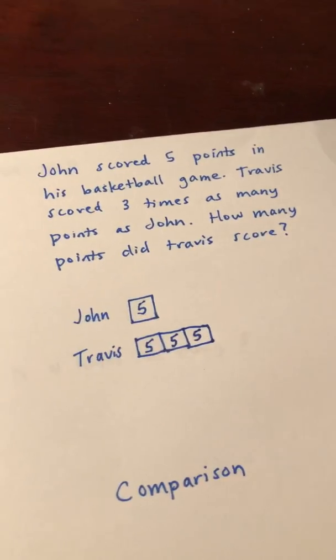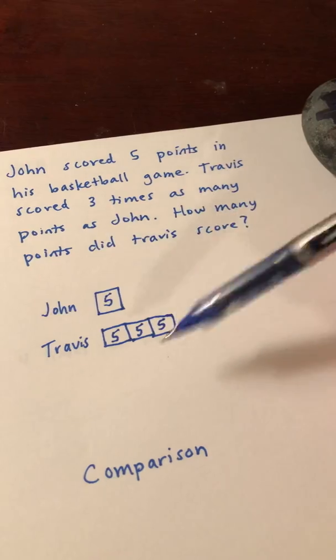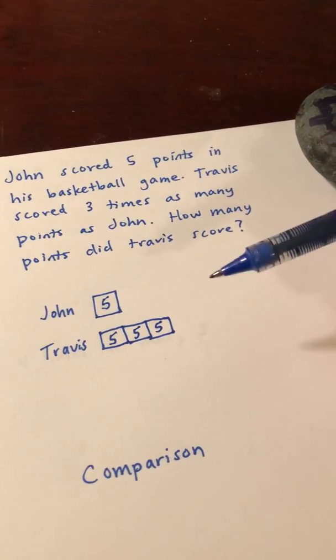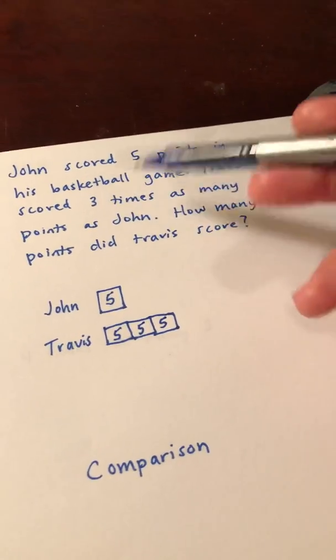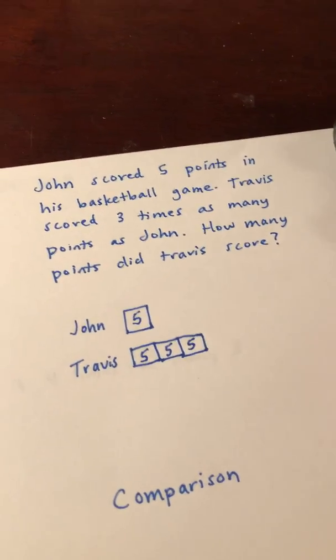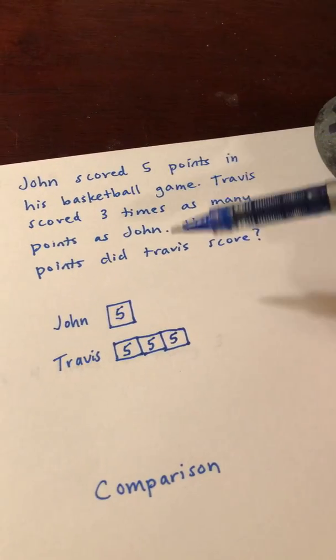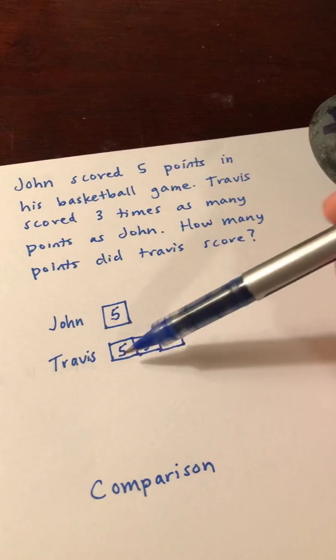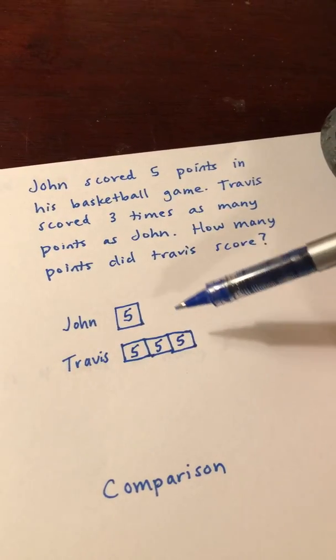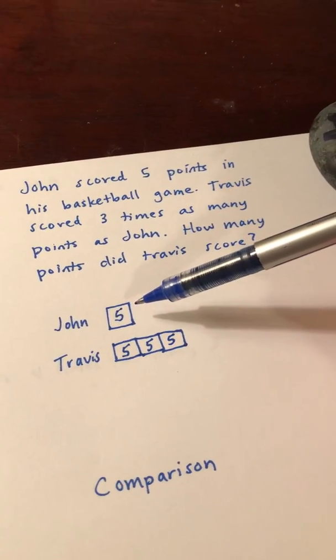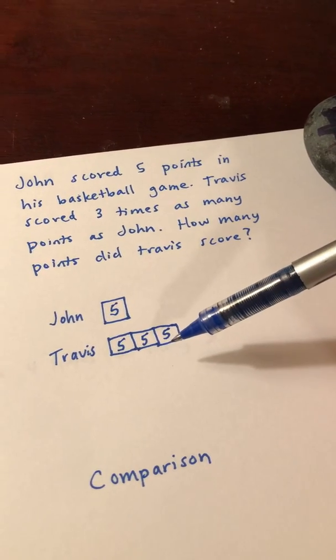Okay, so this seems pretty simple. A lot of students might think, why do I have to bother drawing these boxes? I see 5 and the word times and 3, and I'll just do 5 times 3. But what we're going to learn next week is that sometimes you will be given this larger quantity and be looking for the smaller quantity. And sometimes you don't want to just take that large number and end up multiplying it.